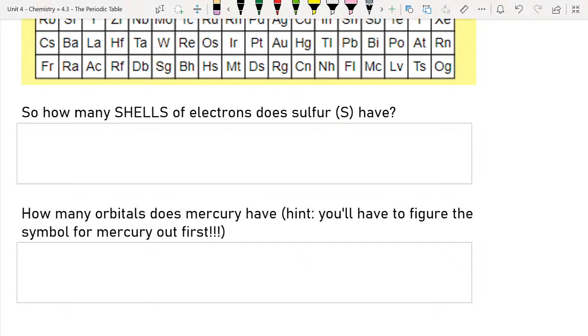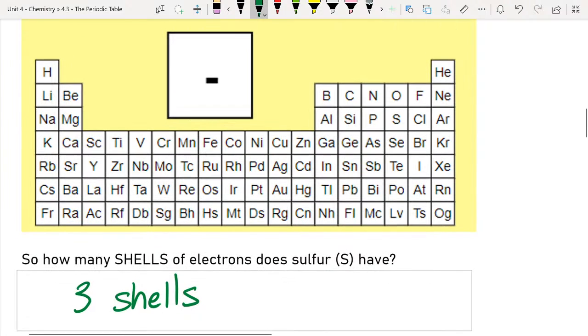All right. So, talk to me. Sulfur. Our buddy sulfur. Abby, what do you got? I got 3. You got 3 shells. All right, I haven't looked yet, so I'm going to write it, and that's me putting faith in you, and then we're going to look. But where did you come up with that? Because I think you're totally right. How'd you get that number?